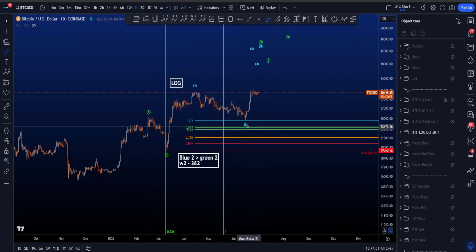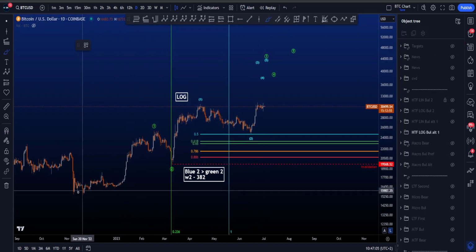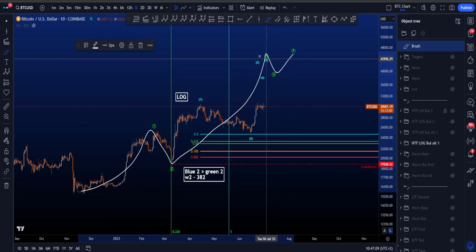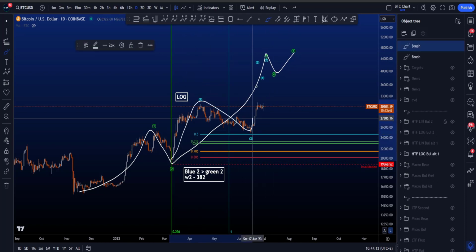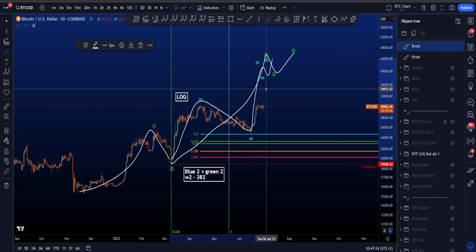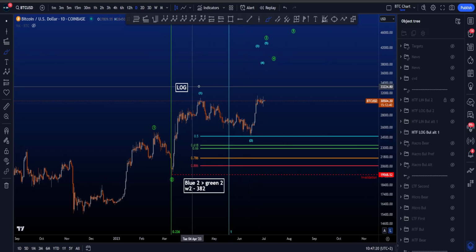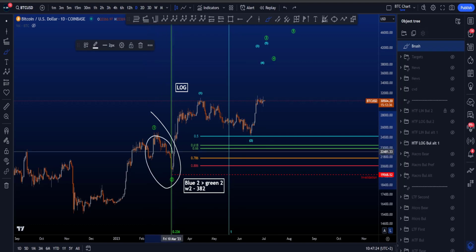However, the blue count is a lower degree count compared to the green count. So in green, we have a 1, 2, and then a bigger 3, 4, 5. And then inside the green wave 3, we have the blue count, which is a 1, 2, 3, 4, 5. Now, if you have a higher degree and a lower degree count, what you want to see is that the lower degree waves are going to take less time than the higher degree waves.